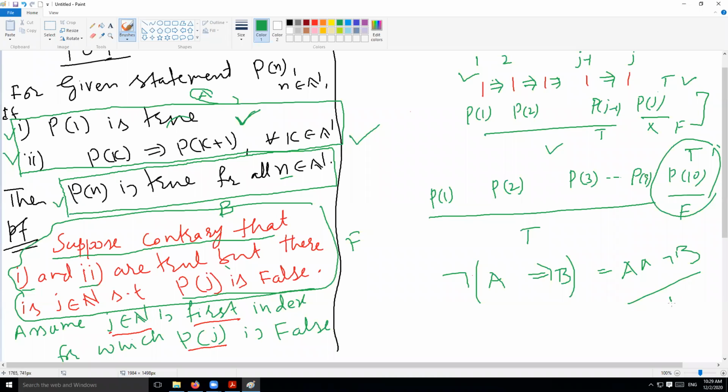In other words, this negation of the implication is false. And if the negation of the implication is false, what is true? The implication itself. A implies B. Or A implies B, what is it? It's really your principle of induction. Okay, son? So that's what is really the essence of it.